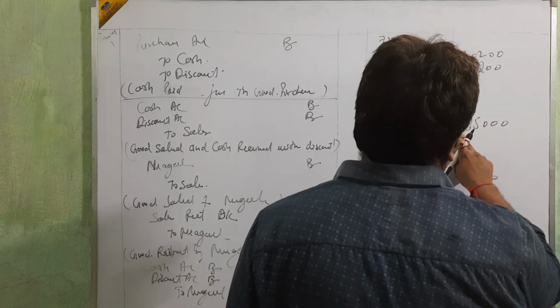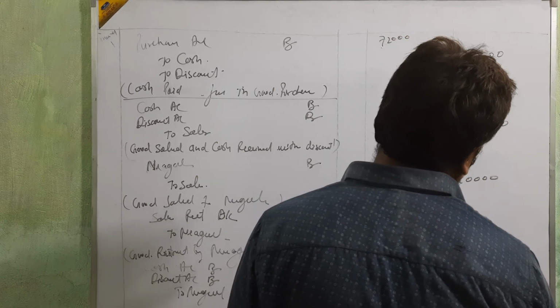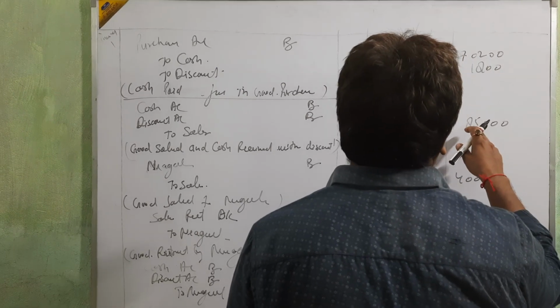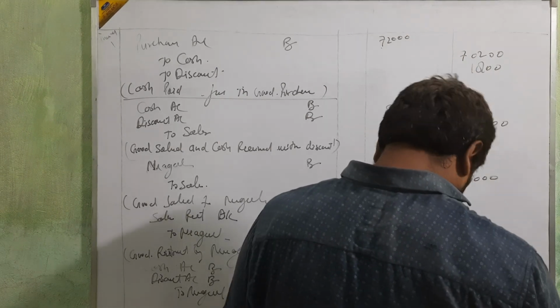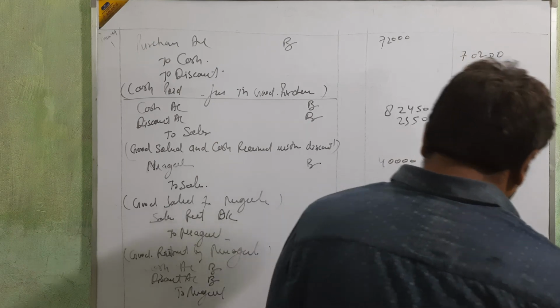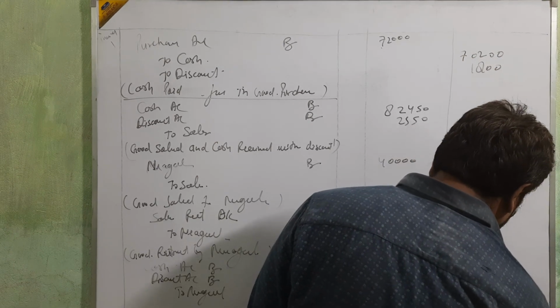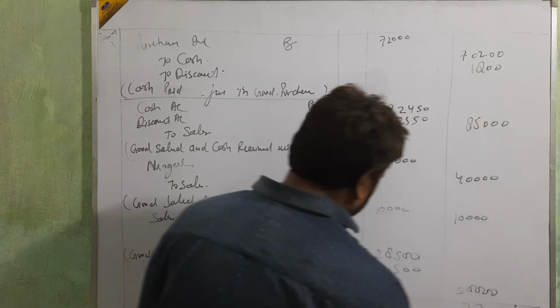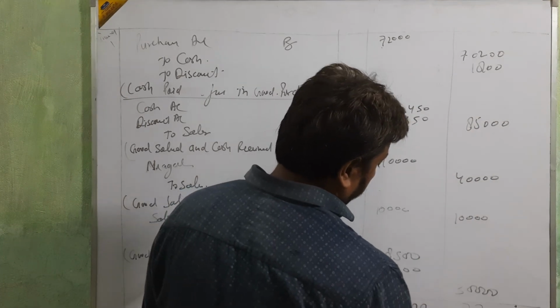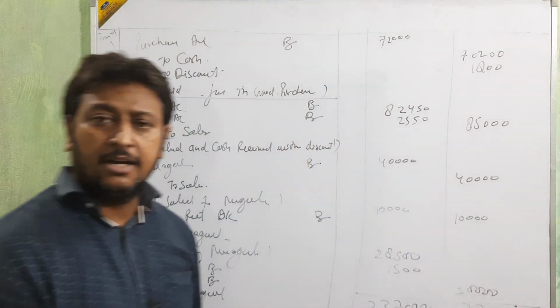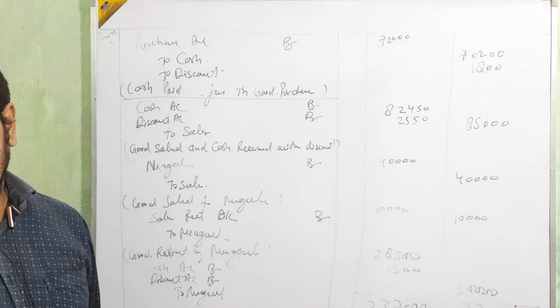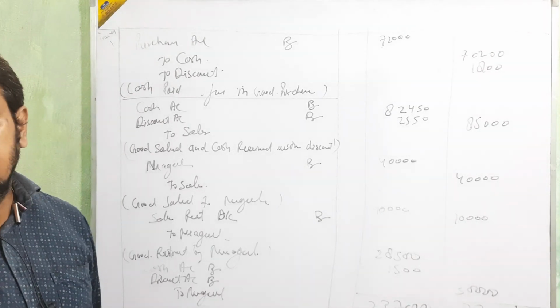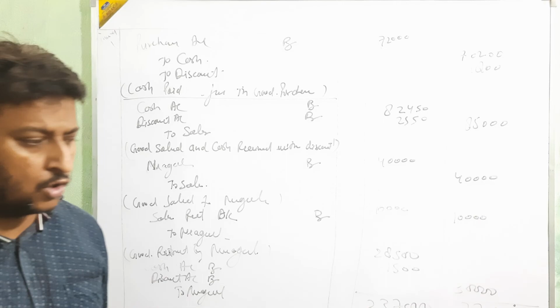And total is 70,000, 150, 190, 2 lakh, 2 lakh 30,000, 2 lakh 37,000. Okay. 2 lakh 37,000. Okay, beta, clear? How to solve the question? How to do the entries? Clear or not? Clear? Okay. Thank you.